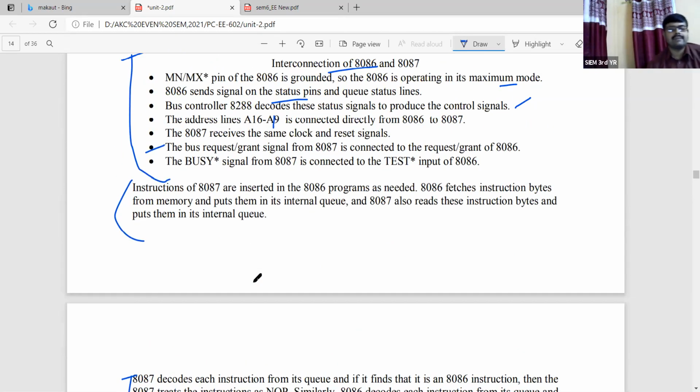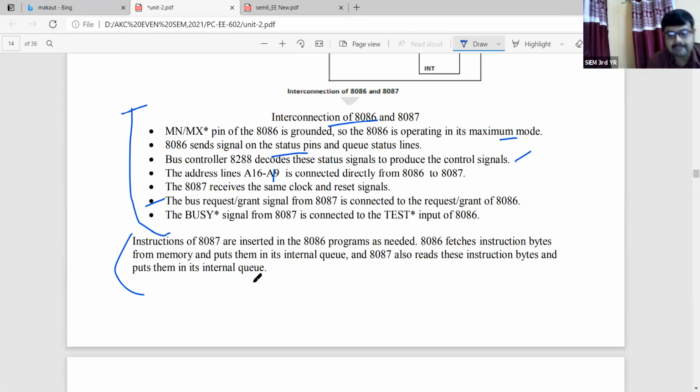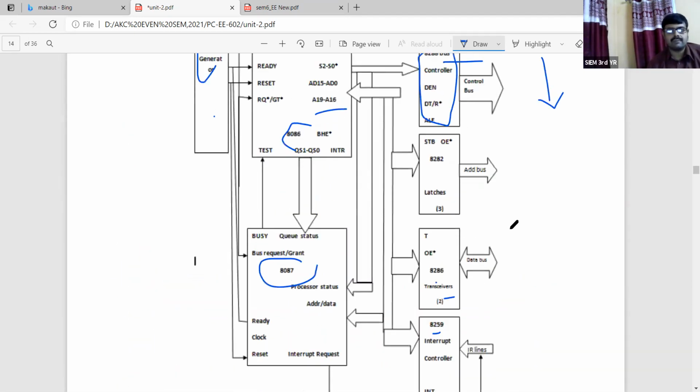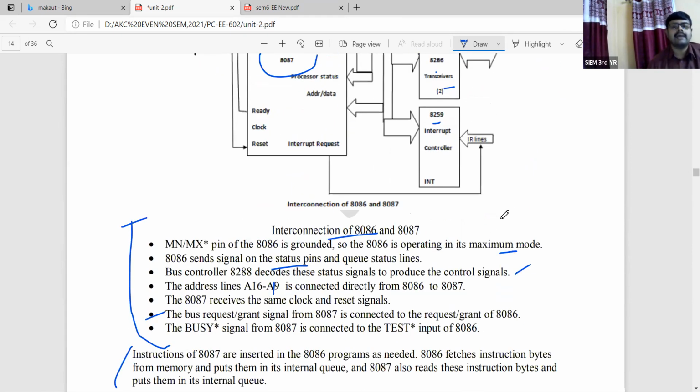So we have seen the MN/MX bar, that is the maximum mode of operation. When that is at maximum, it will support the maximum mode of operation. When the MN/MX bar pin of the 8086 is grounded, the 8086 operates in its maximum mode, because this interconnection will be performed. This interconnection operation will be performed when you are operating the 8086 in the maximum mode of operation.